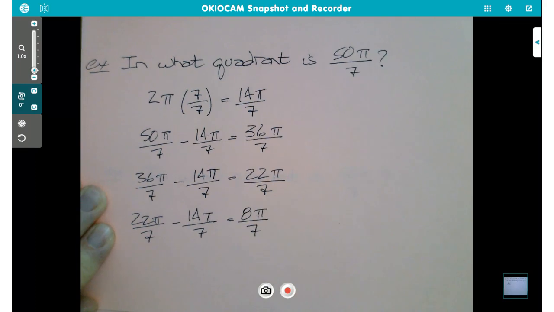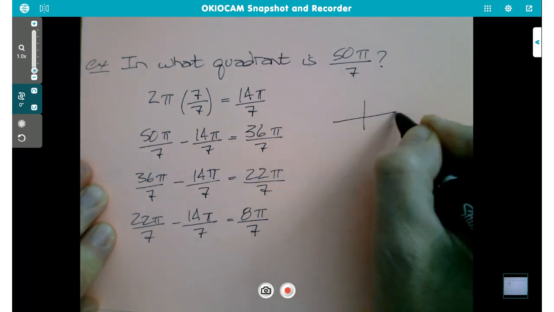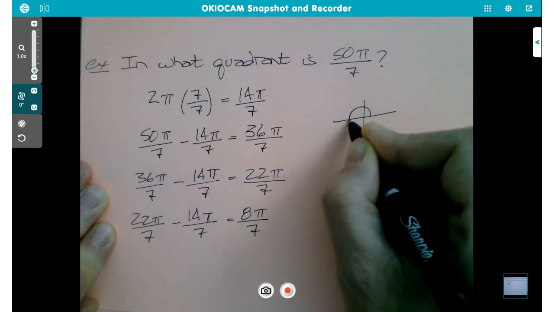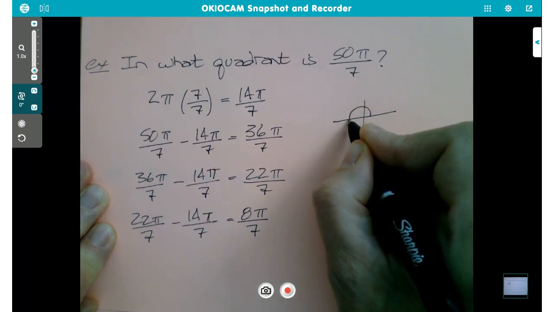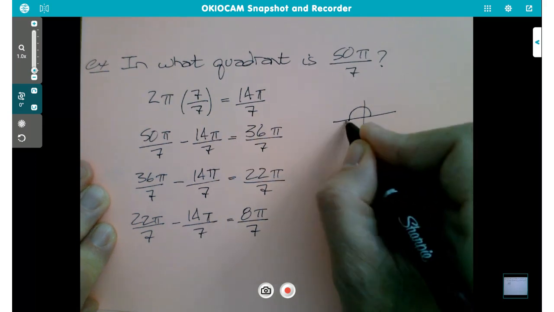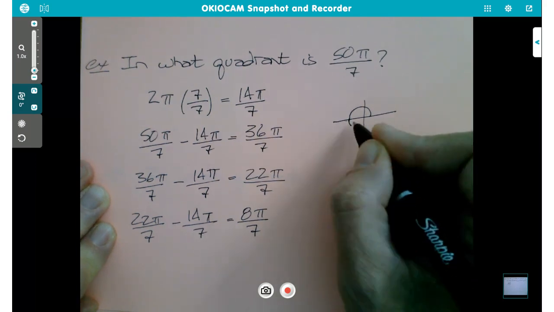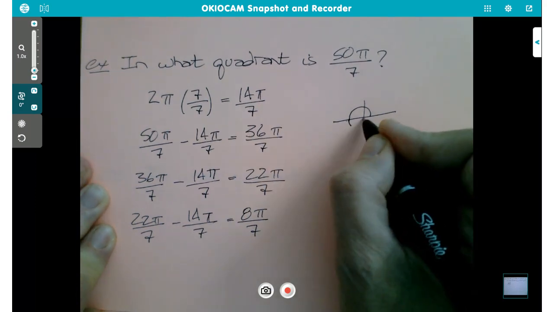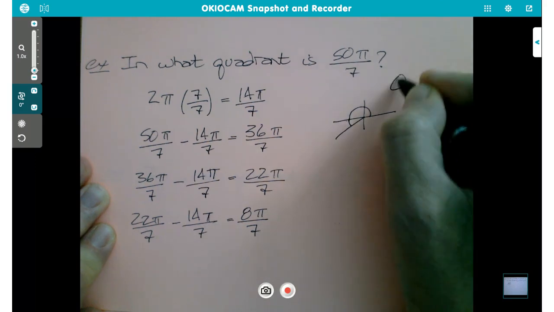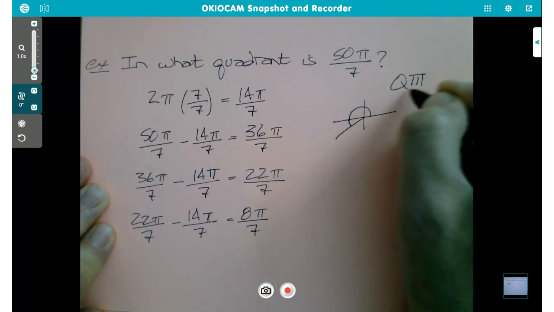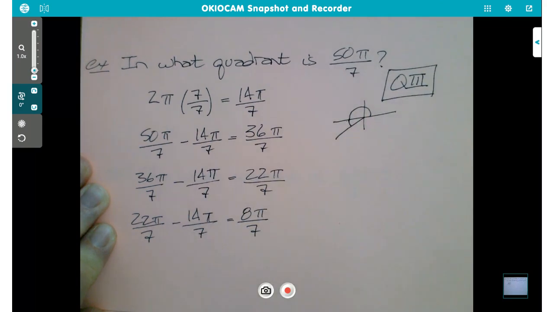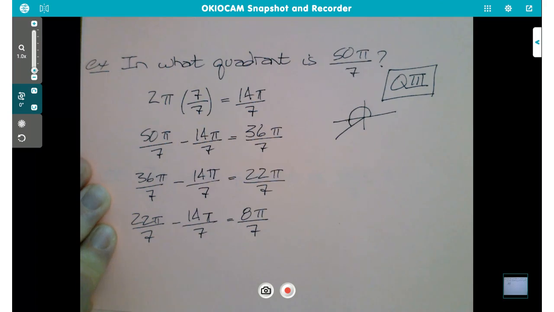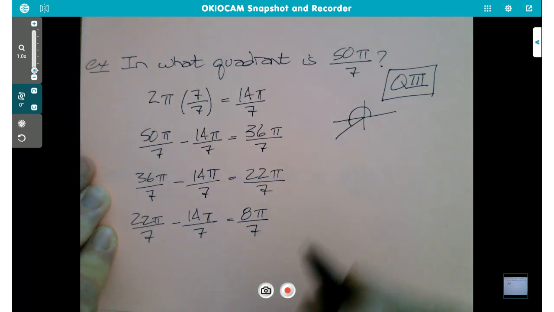Okay, well, 8 pi over 7, I know that 1 pi or 7 pi over 7 is halfway around. 8 pi over 7 is a little bit more. 8/7 is a little bit more than 1, so I'm going to keep going a little bit more, but it's not all the way around to 3 pi over 2. So my terminal side is somewhere in the wilds of quadrant 3. It doesn't really matter where. The question was, what quadrant are we in? We're going to land in quadrant 3.